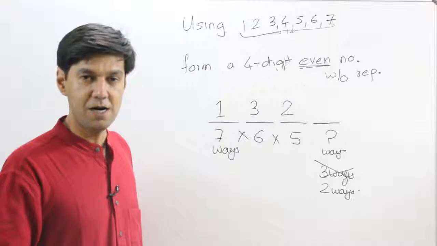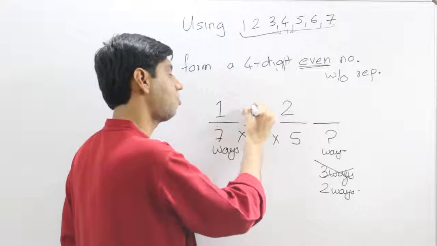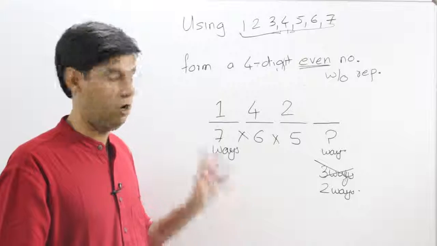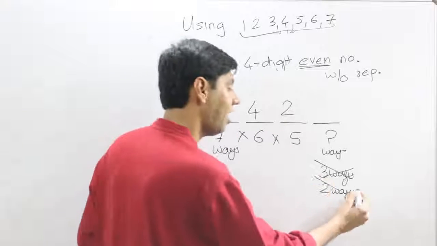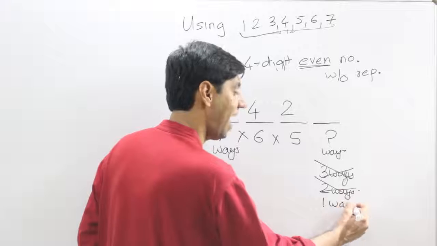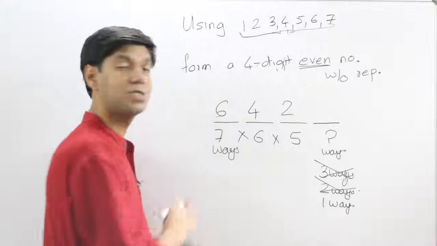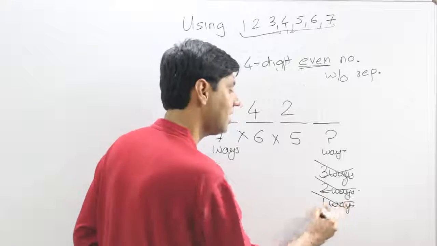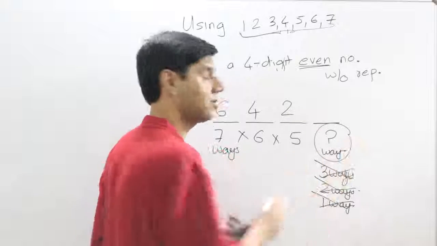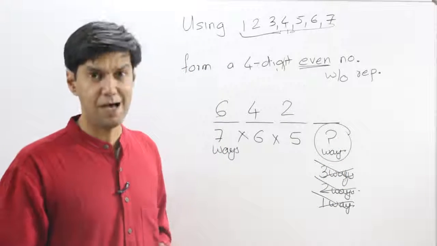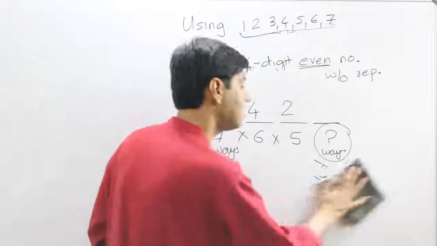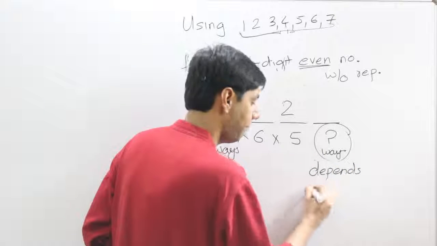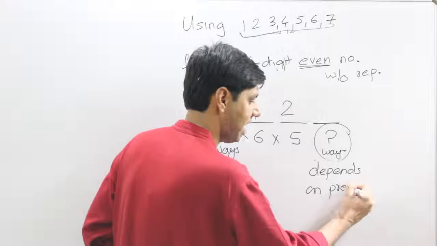That is a 4 or a 6. It is quite possible that I might have filled in 2 even digits over here. So in my 7 into 6 into 5, I have considered every possibility of filling in these positions. Now I would not even have 2 ways. There's only 1 way that could be filled in. And there's also a possibility that I might have used up all the 3 even digits in filling up the 3 leading positions. Now there is not a single way. So I would not get an answer to in how many ways can the unit digit be filled. Here the answer to in how many ways it can be filled depends on the previous activities.